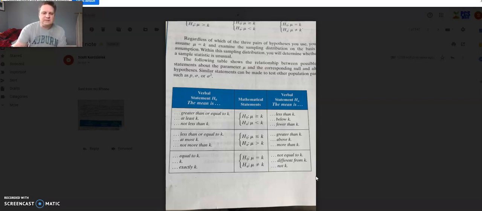So the verbal statements, these are the statements that you might see in the reading. Okay, so the null hypothesis. So what does it mean? Greater than or equal to k. So mu is greater than or equal to k. Okay, verbal statement for the alternate, less than k. So the alternate, mu is less than k, below k, fewer than k. So these are just possible choices that you have. Okay, so like I said, pause the video. Okay, copy these in your notes.